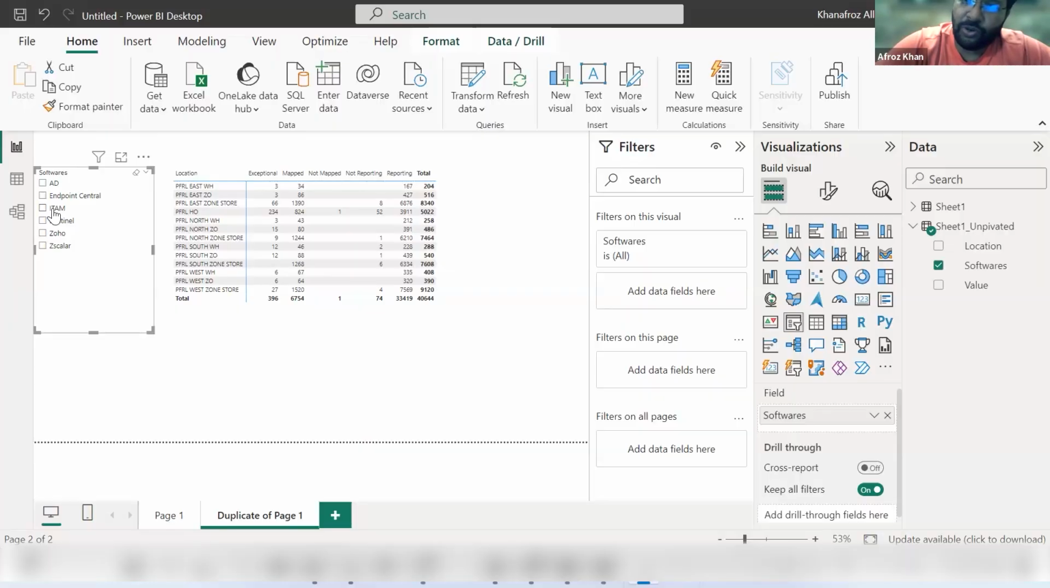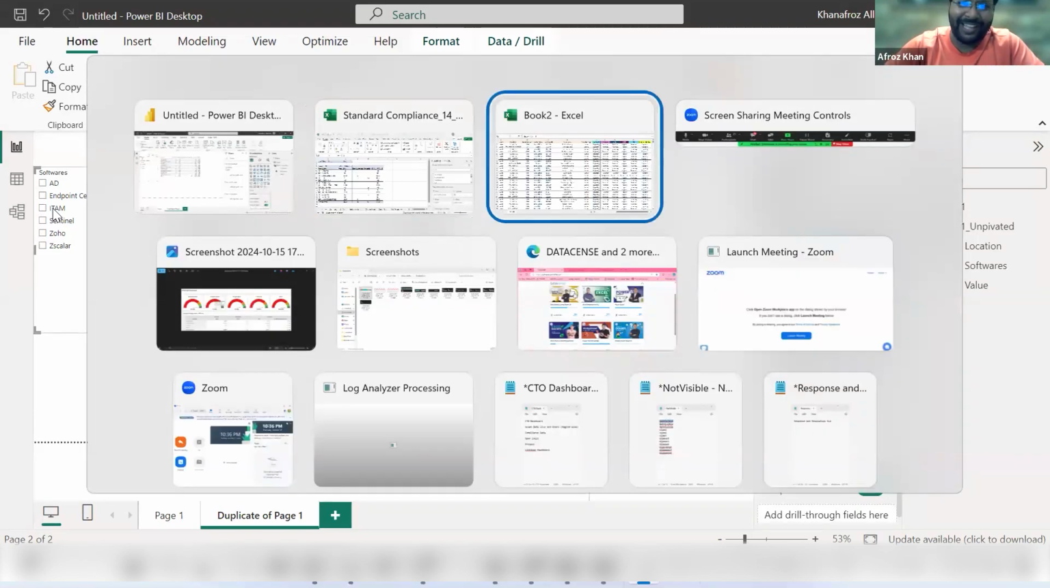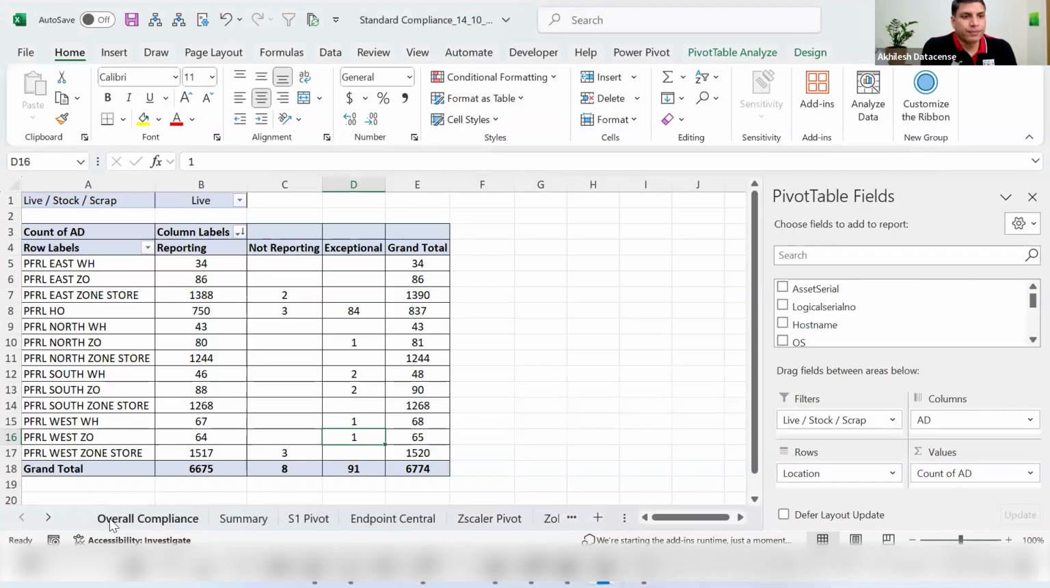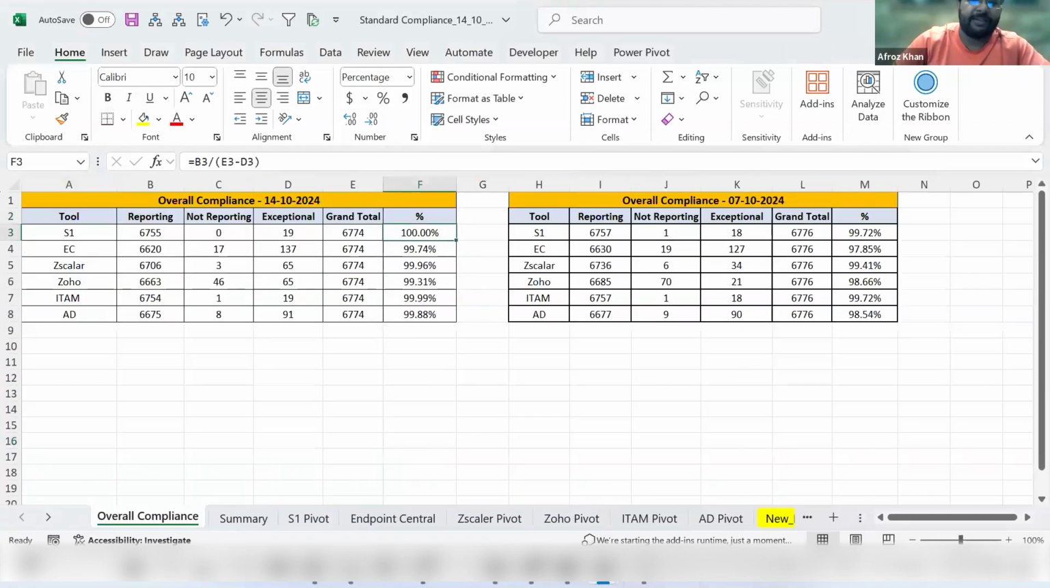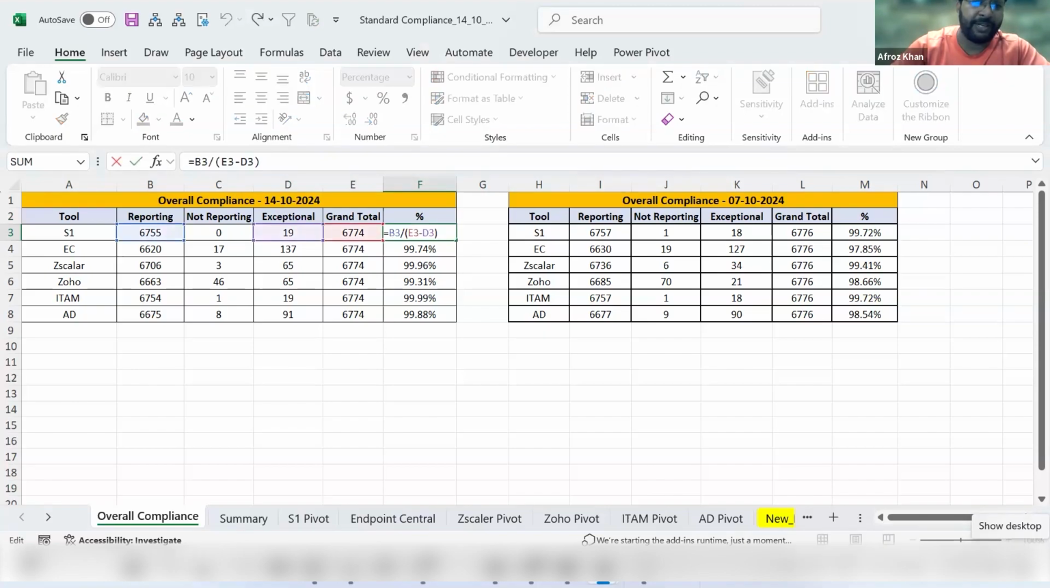So how can I get the percentage? Define the percentage. What is percentage? Let me go there. Sir, you can see now, all totals we have got in one sheet. After that, my team has mentioned percentage, reporting. What is the denominator? The numerator is reporting divided by E3 minus D3. So if this works, I can give a report to my boss tomorrow.